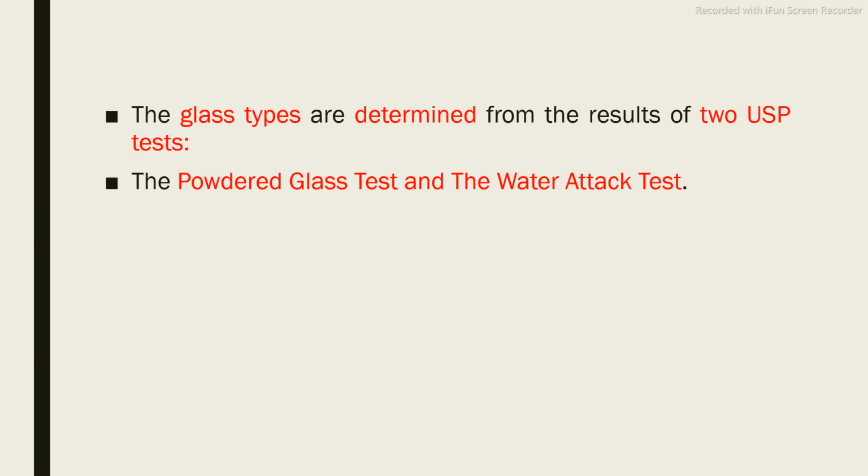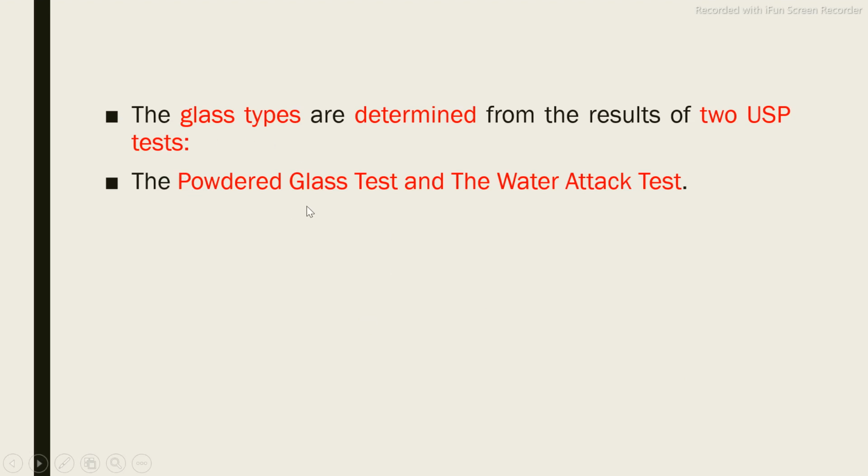At this temperature and pressure, water will start to attack your glass material. Water will continuously attack the glass material. And if your glass is not strong enough, unlike type 1 glass, then more and more alkali will be released into your parenteral preparation. So this is the difference between powder glass test and water attack test.